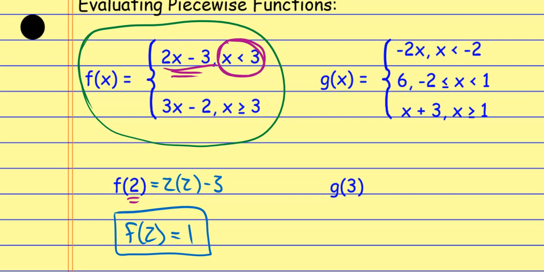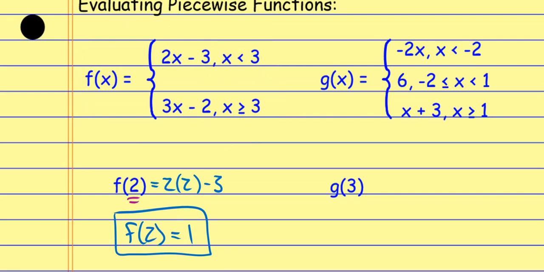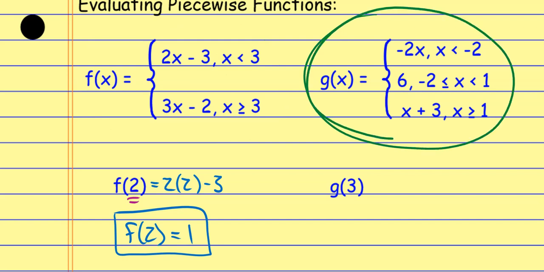So now I know I'm plugging into the g function this time, this second function. But I only want to plug it into the right piece of this function. And so I have to look at the domain. This one uses x values that are less than -2. This one uses x values between -2 and +1. And this uses x values that are greater than or equal to 1. And so g of 3 falls into that third category. 3 is greater than or equal to 1, which means I only use this piece of the function. So I'm going to plug it into the x plus 3.